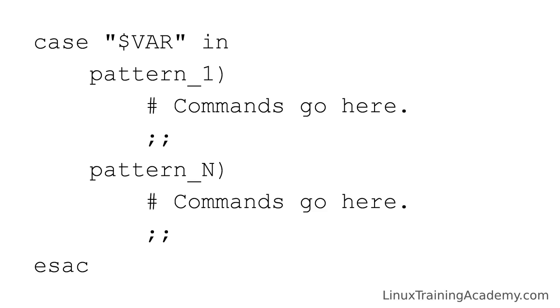The execution will stop when a double semicolon is reached, and the script will continue after the case statement. You can test for multiple values using the same pattern. Finally, the case statement is ended with esac, which is case spelled backwards.